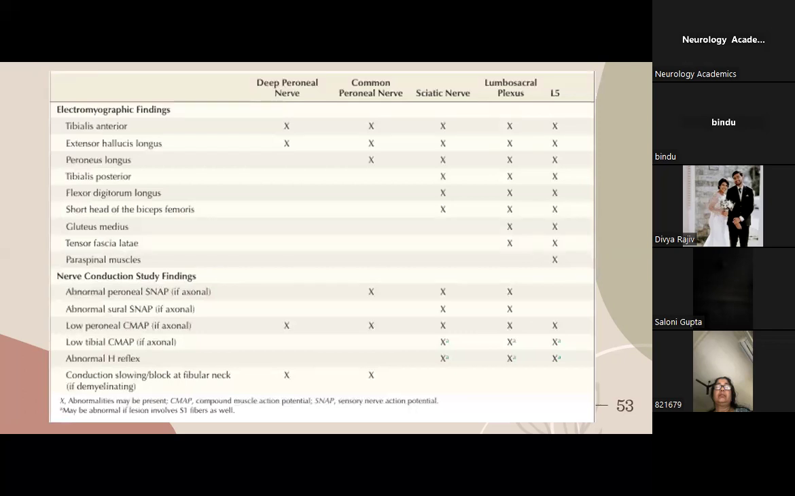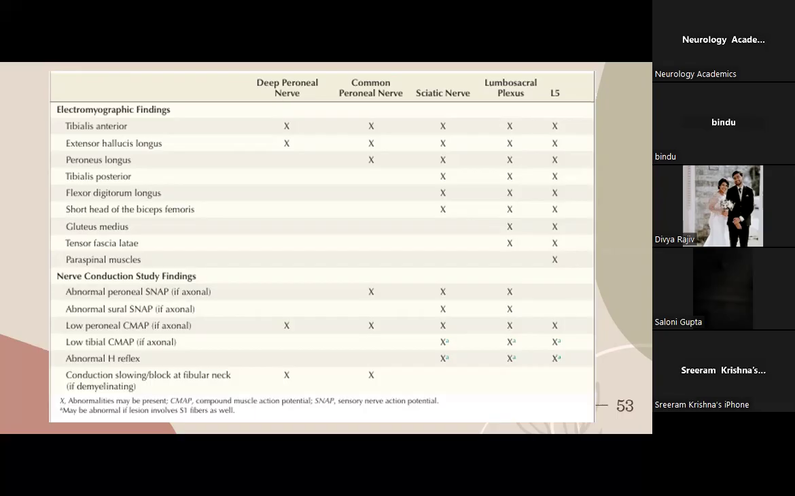Coming to EMG findings, in deep peroneal nerve lesions, we can see abnormality, denervation or reinnervation potentials from tibialis anterior or extensor hallucis longus. In common peroneal nerve lesions, additionally, the evertor of the foot, that is peroneus longus, which is supplied by the superficial peroneal nerve, will be abnormal. In sciatic nerve lesions, the patient will have additionally flexor digitorum longus and short head of biceps femoris abnormal. In lumbosacral plexus lesions, we have to additionally sample gluteus medius.